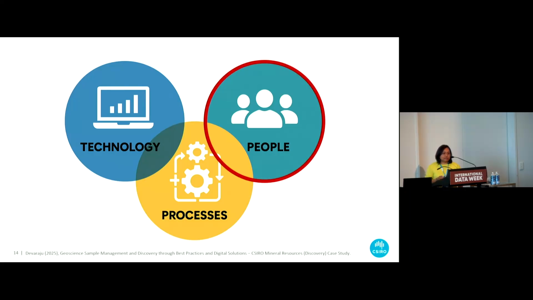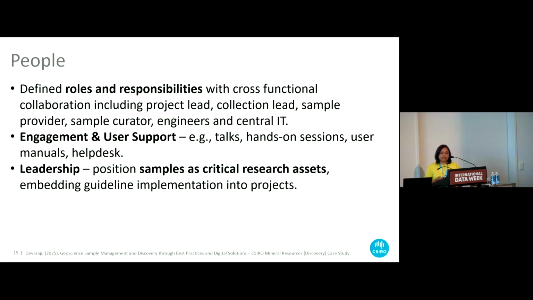Okay, let's talk about the people. This is a very important aspect. As I said, in our project, we have identified the important roles and their responsibilities to ensure end-to-end sample curation. We have also organized several talks and hands-on sessions, and we have a help desk to support any help the scientists or the curators need in applying the guideline as well as the tool. The most important part is that this work has been endorsed by our leadership, which means that all the upcoming new projects, all the samples that will be collected, will follow those guidelines and will use the system. So this really helped with the wider adoption of the work we have done through this project.